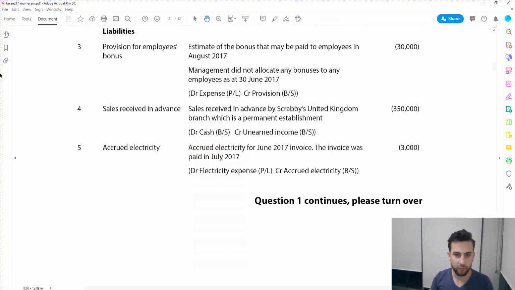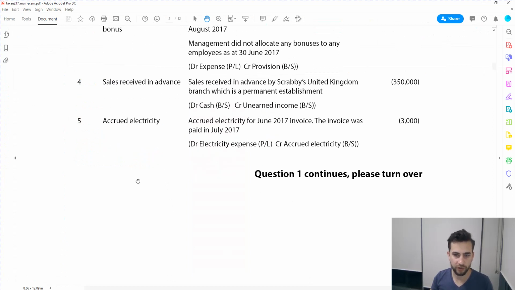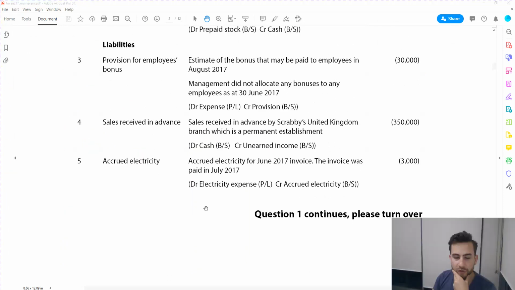Okay, so moving on to question 5, accrued electricity. They've accrued electricity for a June 2017 invoice. The invoice was paid in July 2017. Now the journal they've got in there is debit expense, credit electricity. So we know that there's a P&L impact of $3,000 for this. We've got a $3,000 expense.